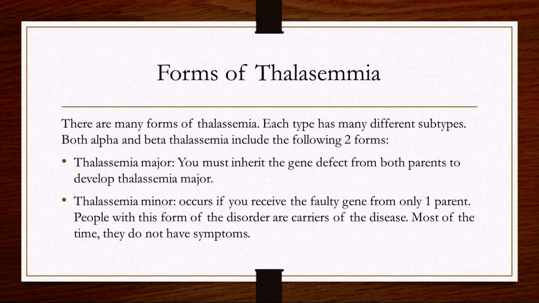So there are many forms of thalassemia. There's thalassemia major and thalassemia minor. So with thalassemia major, you have to inherit the gene defect from both your parents, and in thalassemia minor, you just need to get it from one of your parents.